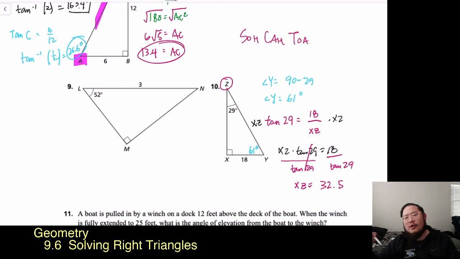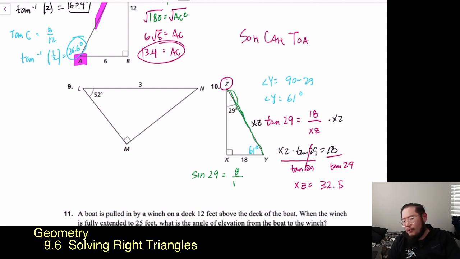So I don't recommend, once again, using the Pythagorean theorem on this one, because I don't want to use that rounded number of 32.5. So what can we do? If I figure out right here Y to Z, that happens to be the hypotenuse. And if I use angle Z, which is 29, I have 18 as the opposite. So opposite, hypotenuse. That's the sine function. So what I'm going to go ahead and do right here is put sine of 29 equal to the opposite over the hypotenuse, which is YZ.